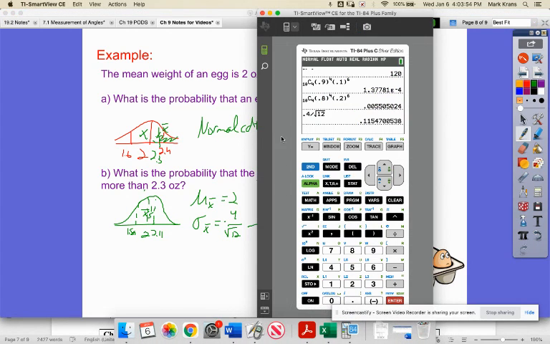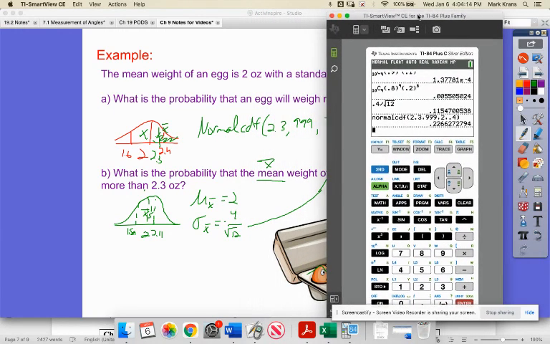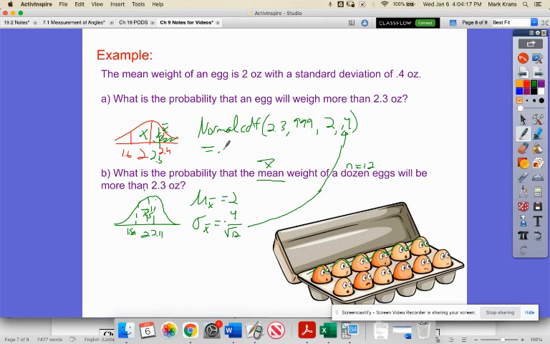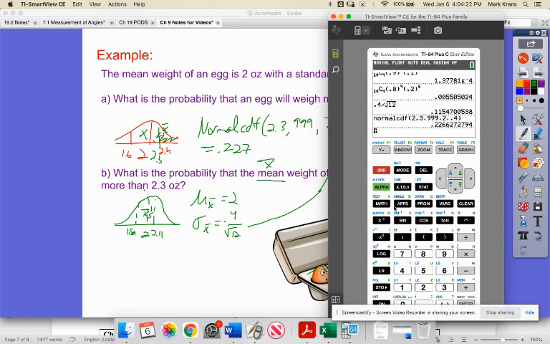So let's see. The first one, second distribution, normal CDF, and we want to go from 2.3 to 999, where my mean is 2 and my standard deviation is 0.4, okay? So up here, we have an answer of 22.7% of the time. Okay? Down here, if I take the same thing and change this from just 0.4 to 0.4 divided by the square root of 12.